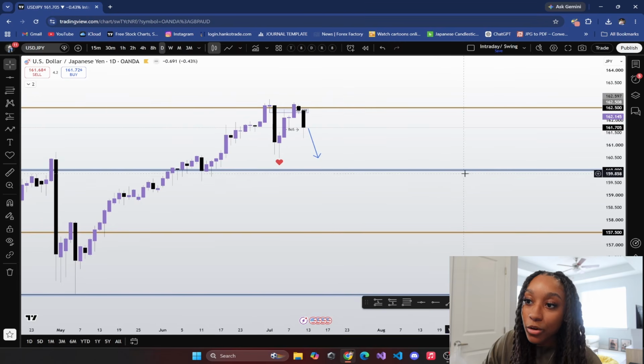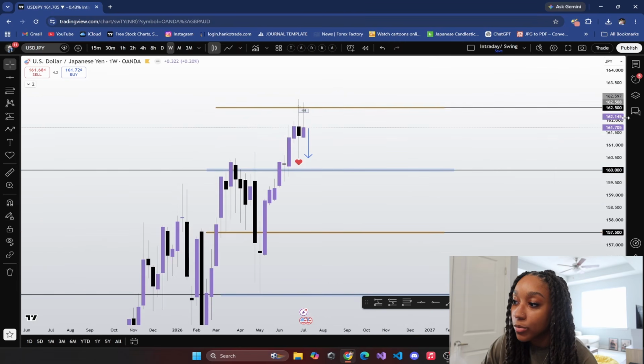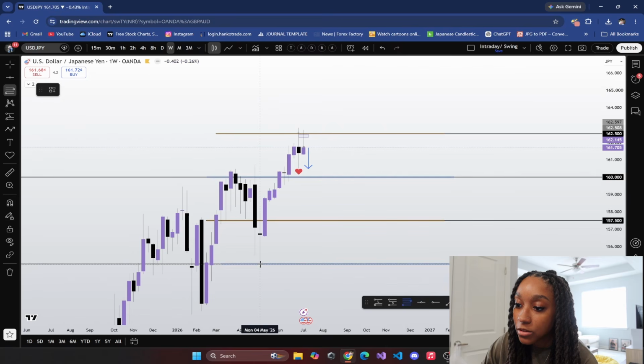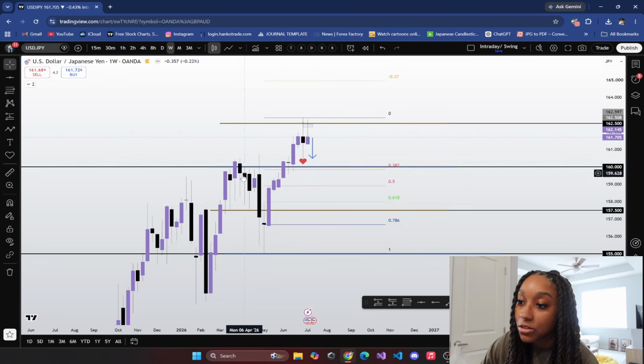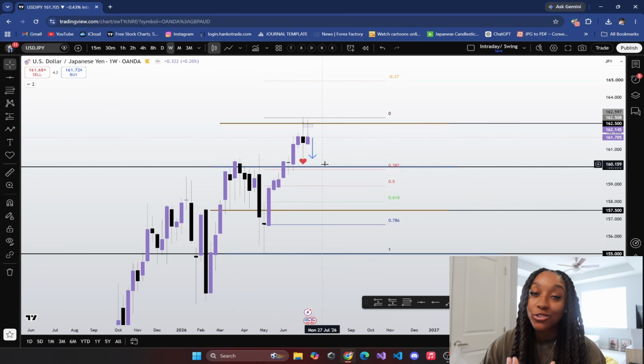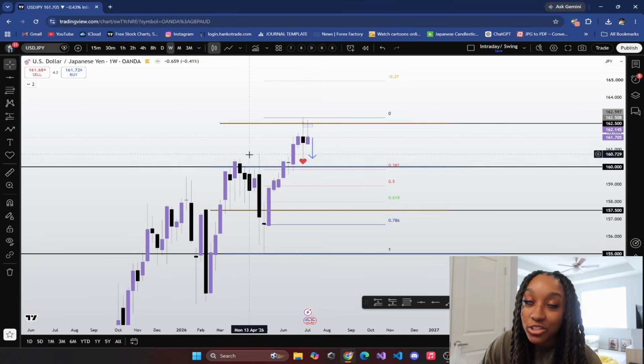And if you remember, on the weekly we had this fib drawn on the weekly time frame, swing low, swing high. This is also our 38% level. So there's a lot of confluences here. This is also previous structure where price was. So essentially I'm looking to sell price back down to the psychological level, where there's also liquidity, and also this previous structure on the weekly.